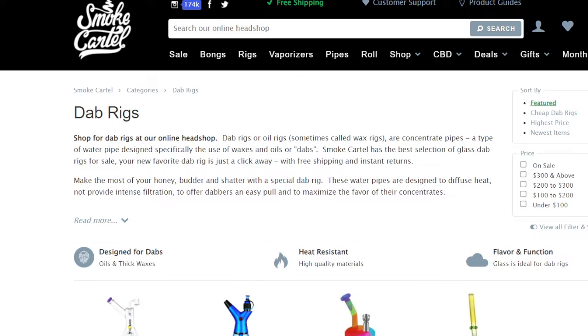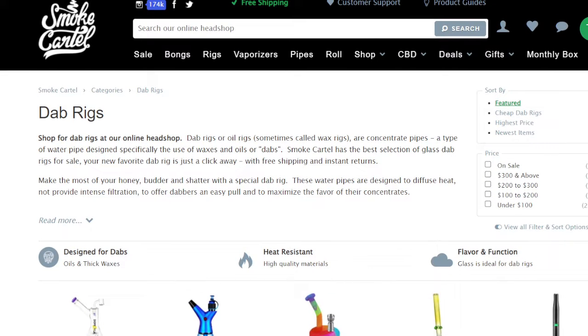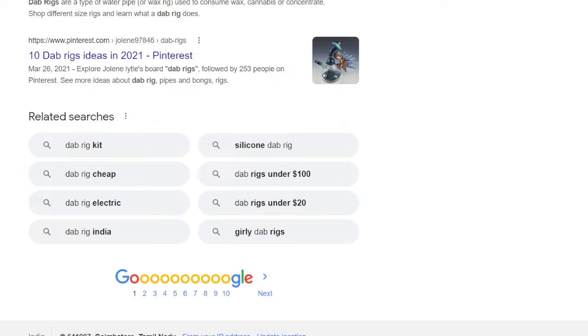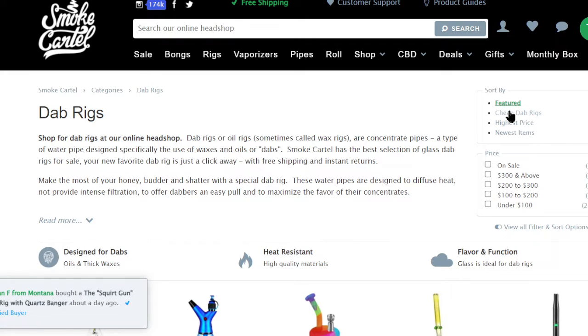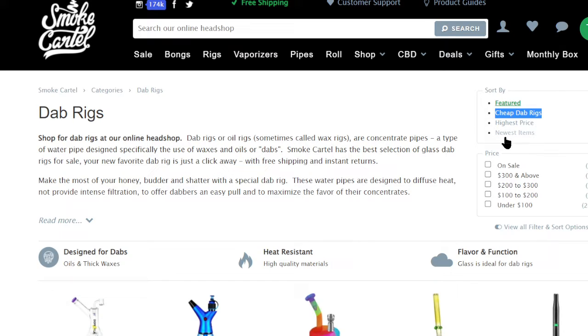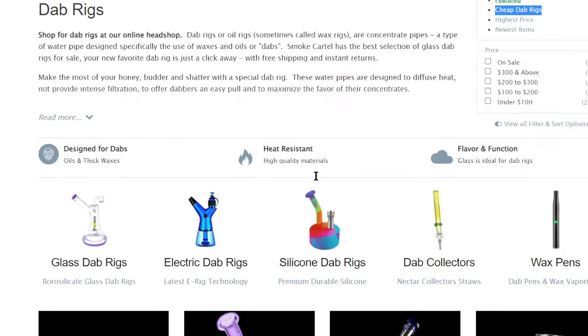Then they have sorted it out. See, they have sorted it out by the search terms. If you look at the search terms right here, you can see that under 20, under 100, cheap, right? And if you look at their website, it's done very well. If you can see, they're sorting it out by cheap dab rigs, highest price, newest items. This is what people are looking for. I mean, Amazon also does this, so you might be well aware of this.